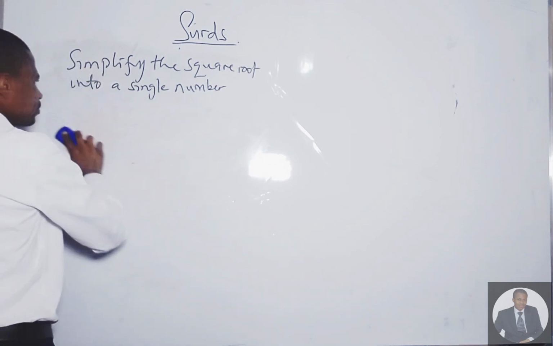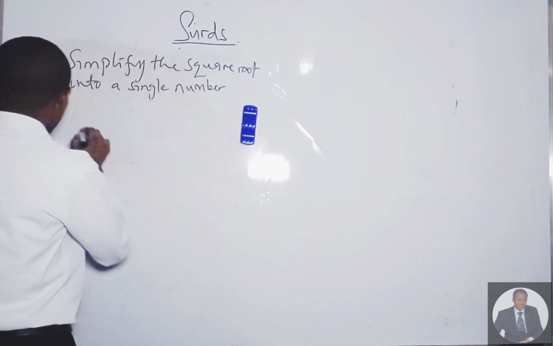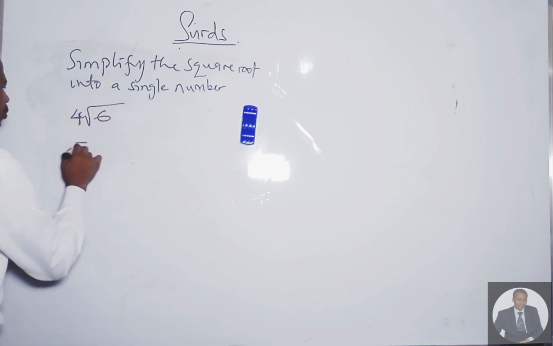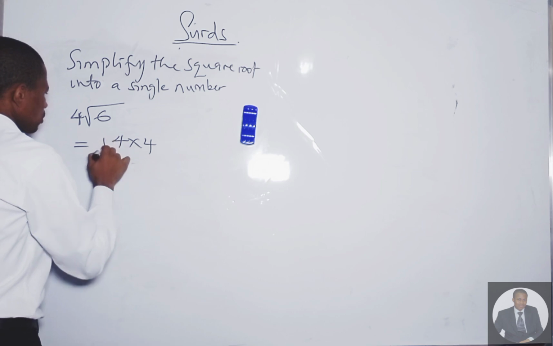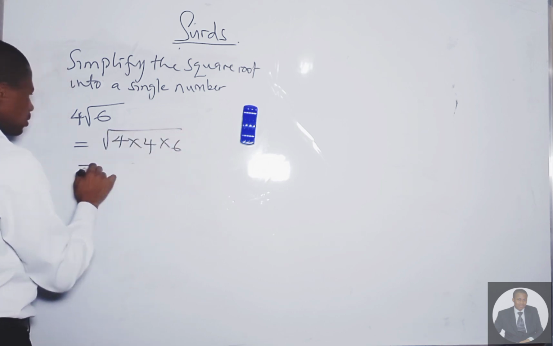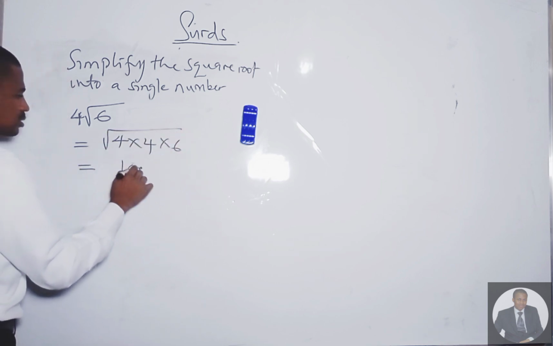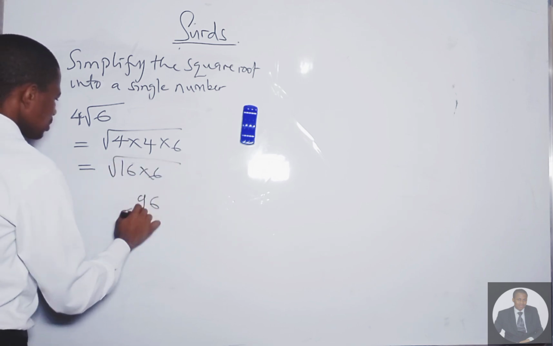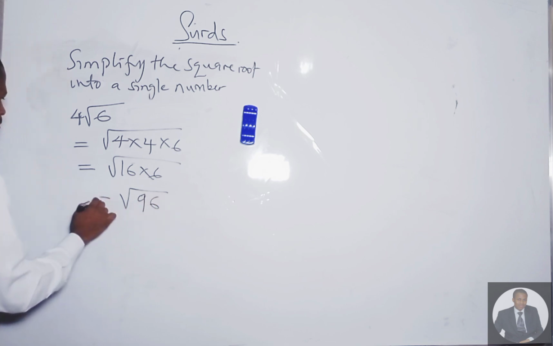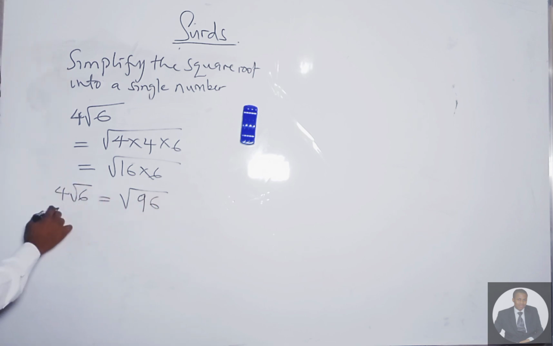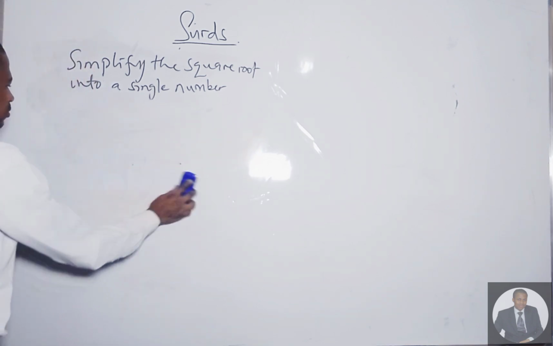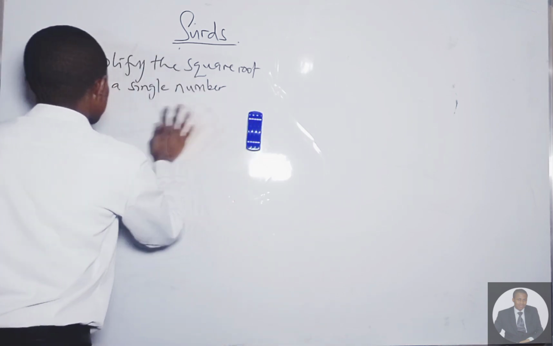Another question, 4 root 6, something like this. So it will be 4 times 4 times 6. 4 times 4 is 16. 16 times 6 is 96. Root 96. So 4 root 6 is the same thing as root 96. We can go on and on solving various questions.